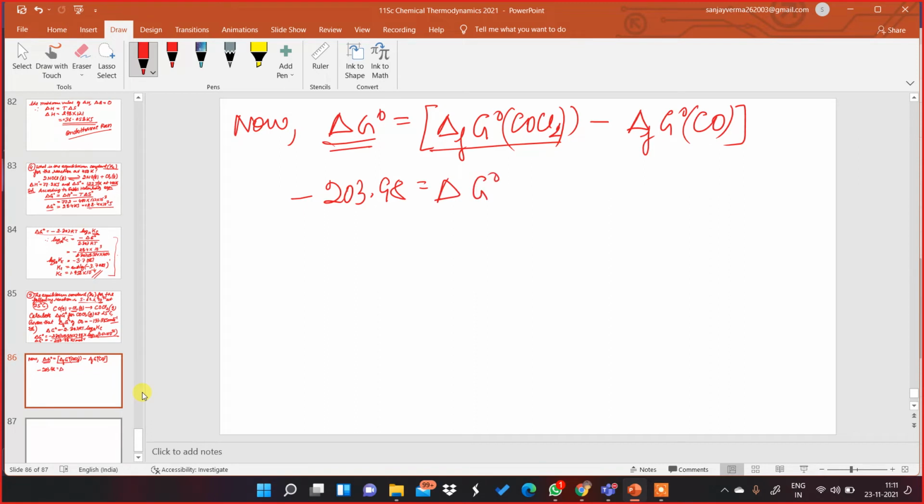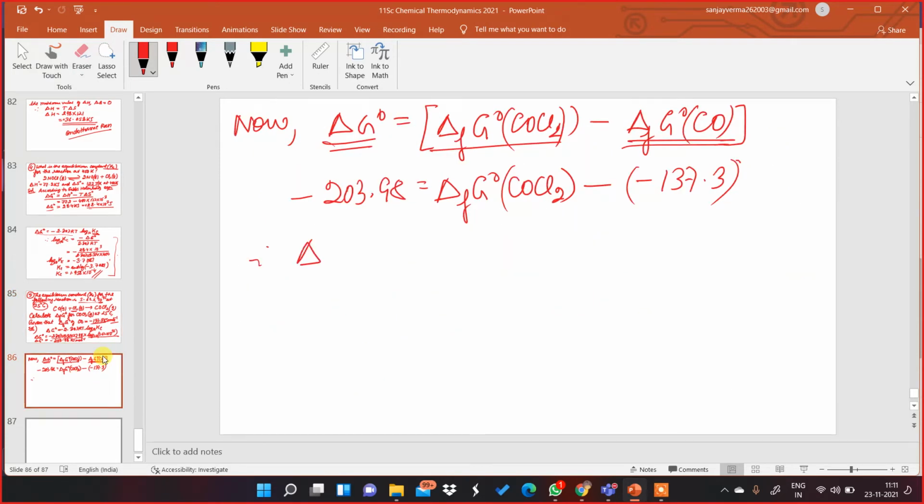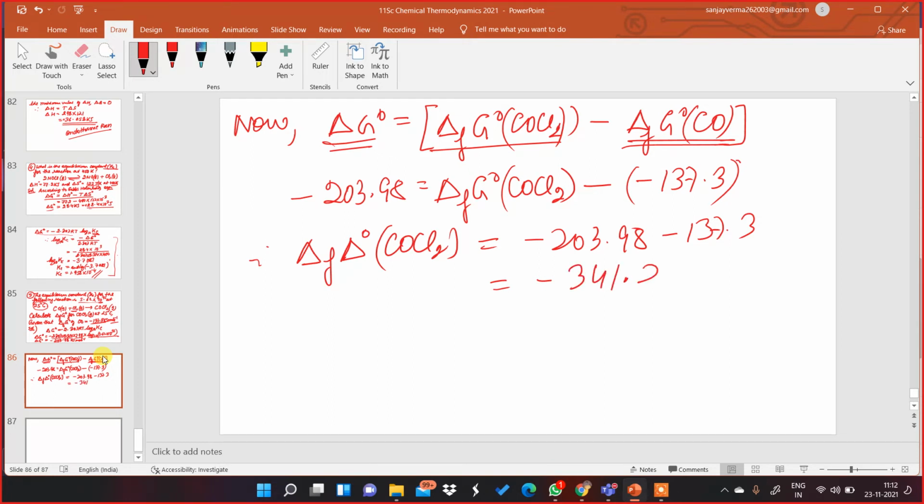delta G naught for the formation of COCl2, which we don't know, that is what we're supposed to find, and this value has been given in the question: minus 137.3 kilojoules per mole. So we'll put this value over here. And therefore, we rearrange and simplify. Delta G naught for the formation of COCl2 comes to minus 203.98, this minus becomes plus, and minus 137.3 again. Upon simplification, we get minus 341.28 kilojoules per mole. This is the Gibbs free energy for the formation of COCl2, carbonyl chloride.